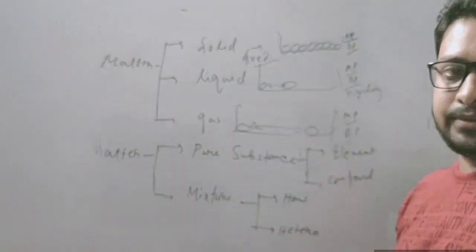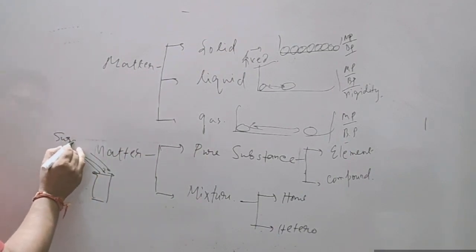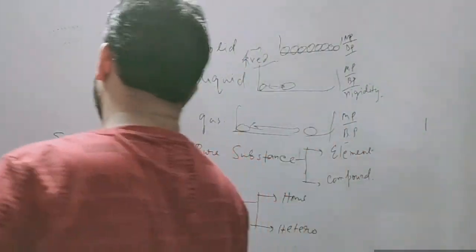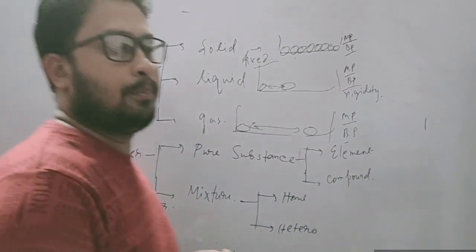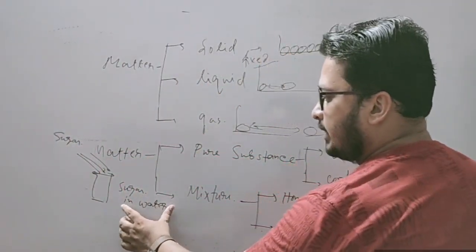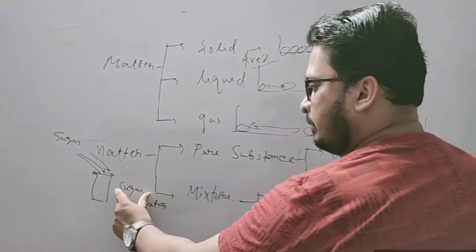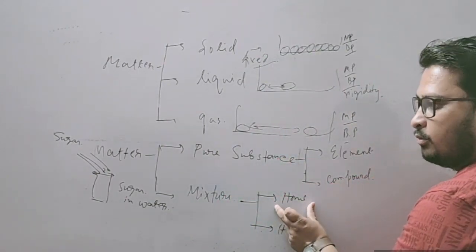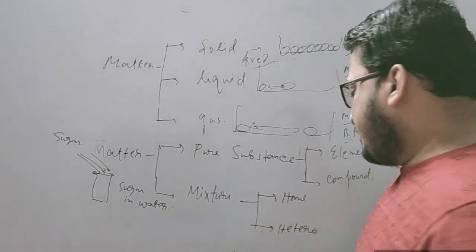What are homogeneous mixtures? Suppose you take a glass of water and you add sugar. What will you see? You cannot find the sugar in water with your open eyes, right? But the properties of sugar, you can taste it. So this type of mixture, where sugar is completely soluble in water, is called a homogeneous mixture.